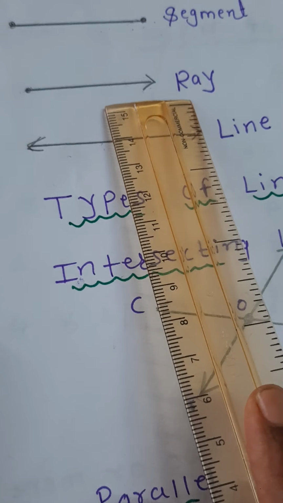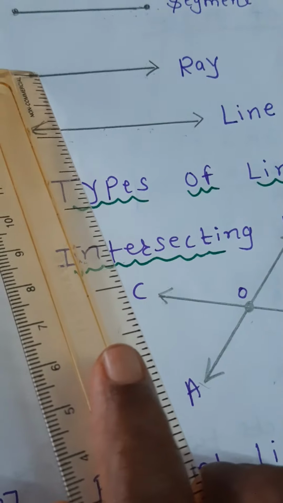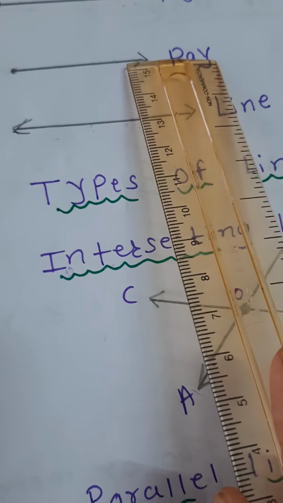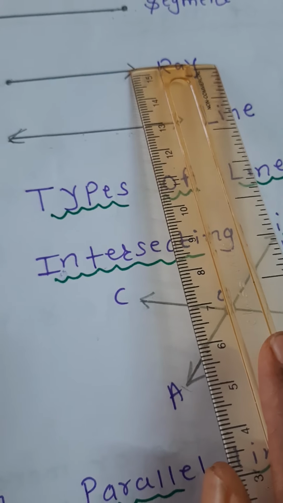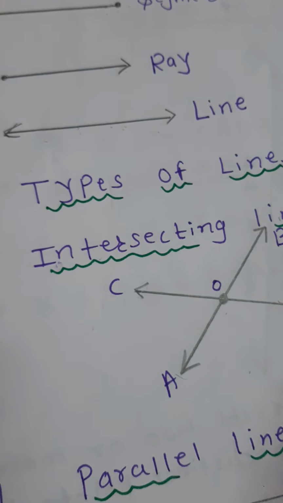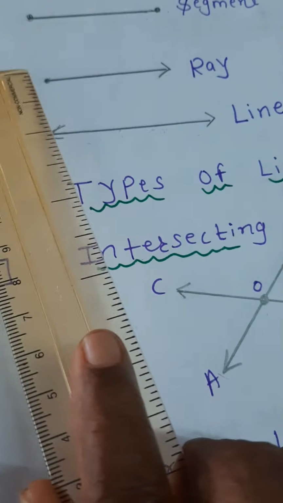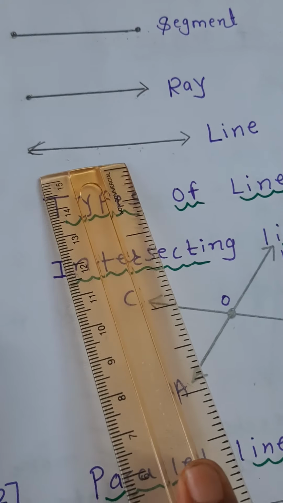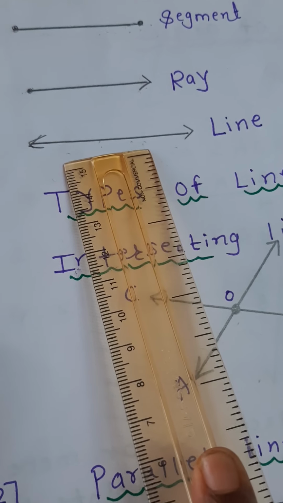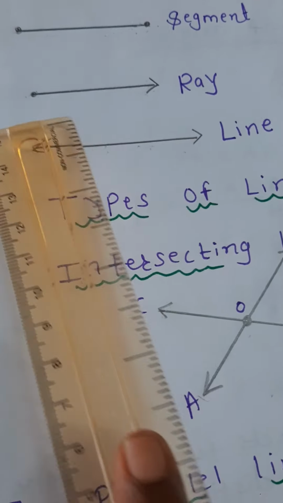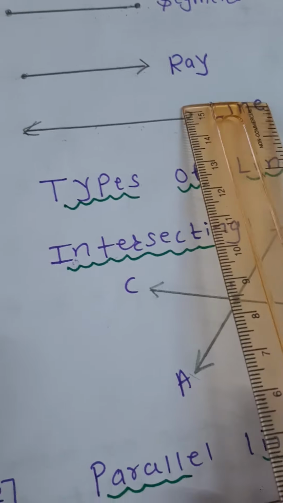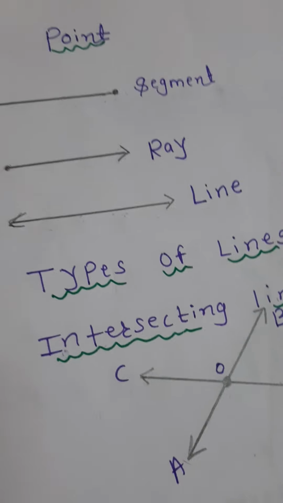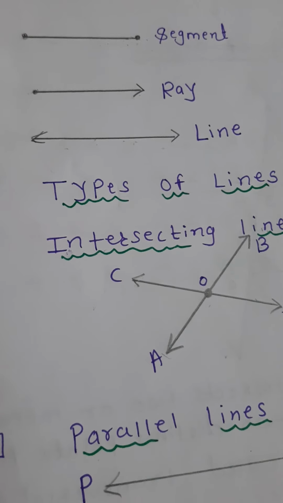Then the next figure is a ray. One side has an end point and the other side has an arrow. What does this arrow indicate? You can extend the ray this side, there is no limit, and this side there is a stop. Look at the third figure, that is a line. Both sides have arrows. We can extend a line to both sides, there is no limit. So a line is an infinite figure.